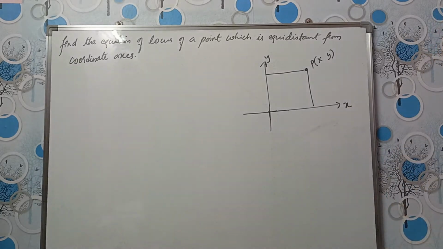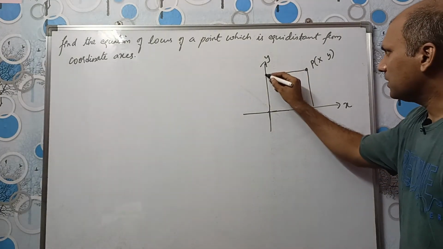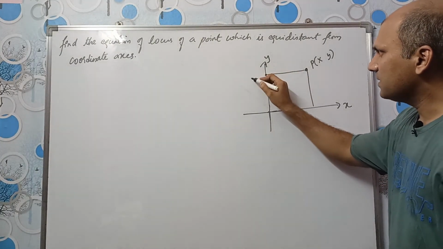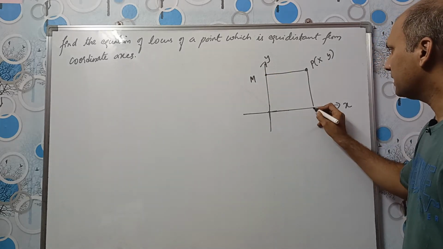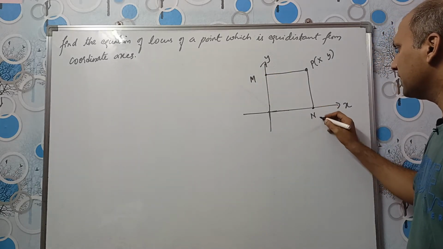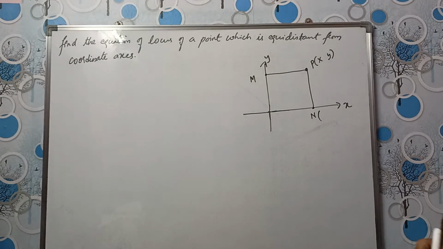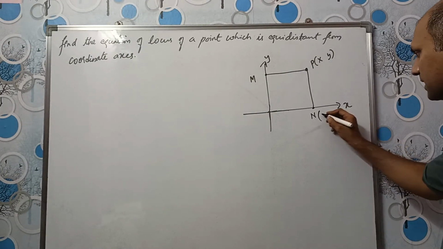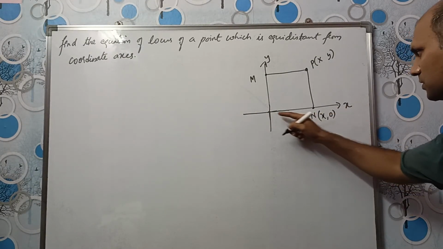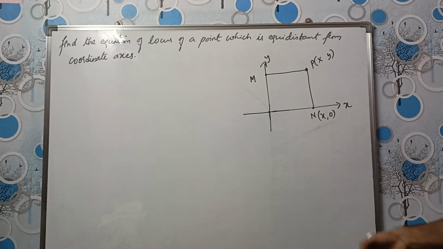Alright, so let us say on y-axis let the point be M, and on x-axis let the point be M. We have studied in the lower classes that the point which lies on x-axis will look like this, x comma 0, because on this x-axis y value will be 0, right?